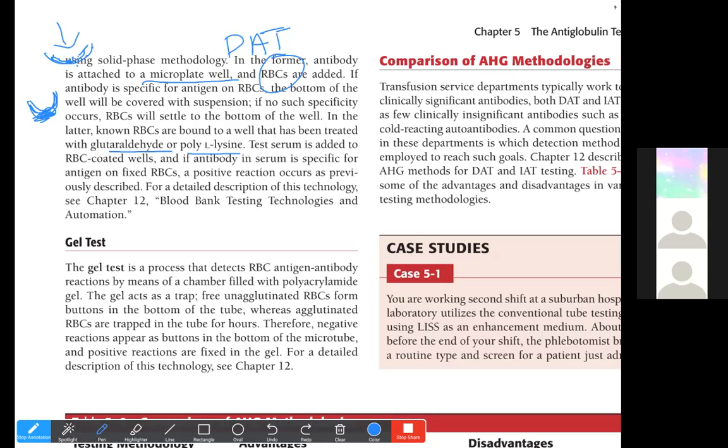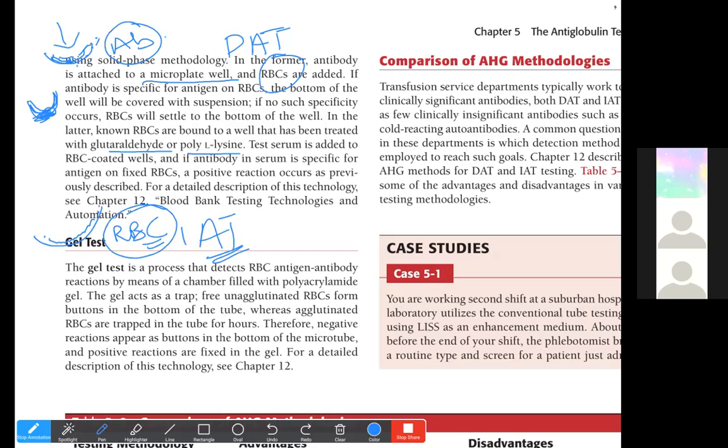Now, test serum is added to the RBC coated wells. So in the direct antiglobulin testing, we have antibody coated wells. In the indirect antiglobulin testing, we have RBC coated wells, to which if we add the patient sera, they will cause a positive reaction, which is the same as the one over here, where there will be coating of the well. So this is the difference in the wells for the DAT testing and the indirect antiglobulin testing.